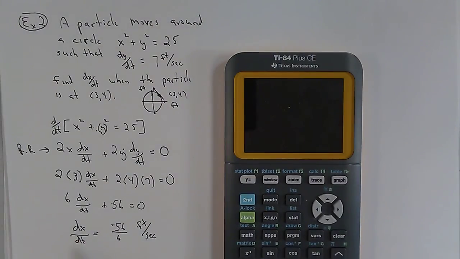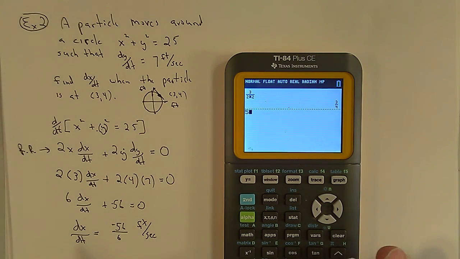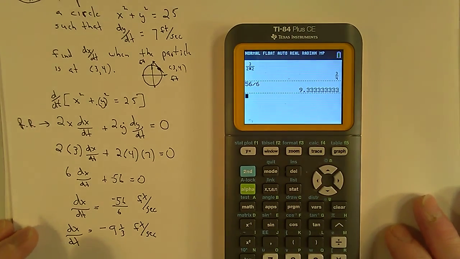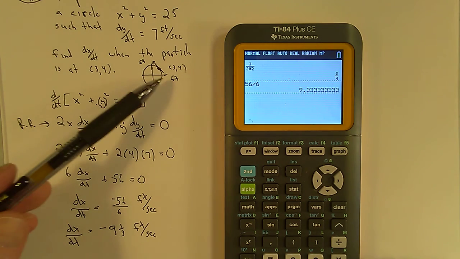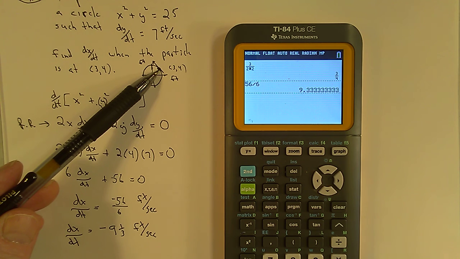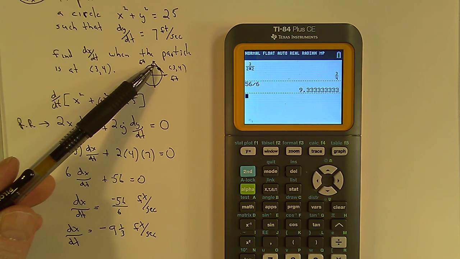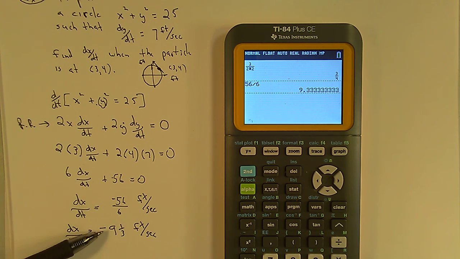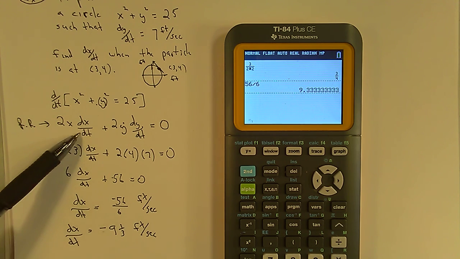If you must know, 56 divided by 6, negative 1/3 feet per second is the rate of change in the x coordinate when the particle is exactly there. If the particle's at a different spot, these two values will change, so this is going to change. Take the derivative first before you substitute.